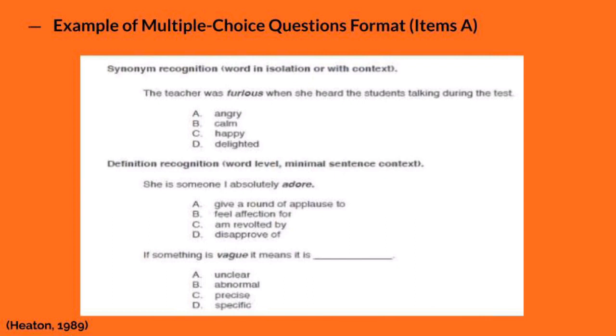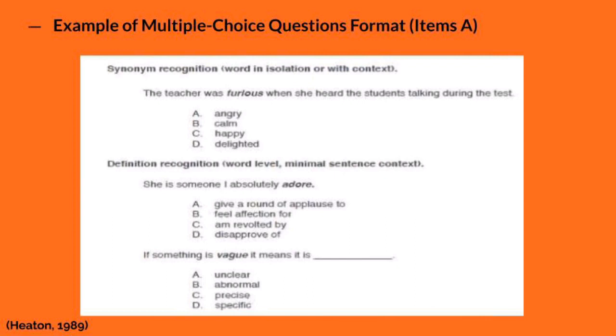An example of a multiple choice question for vocabulary is divided into two items. The first one I will discuss is item A. Basically we know that vocabulary is always going to be like synonym recognition, word in isolation, with the context. Most of the multiple choice that we will have in the vocabulary assessment is something like this.